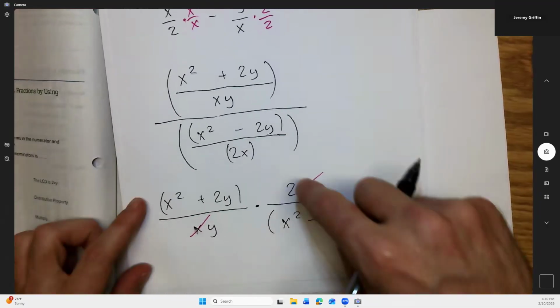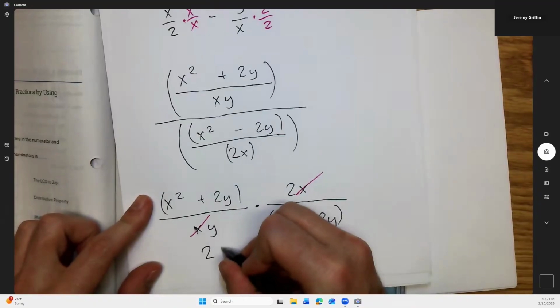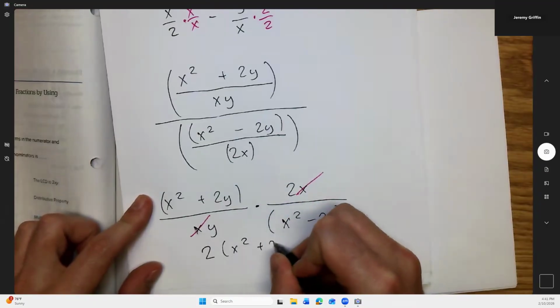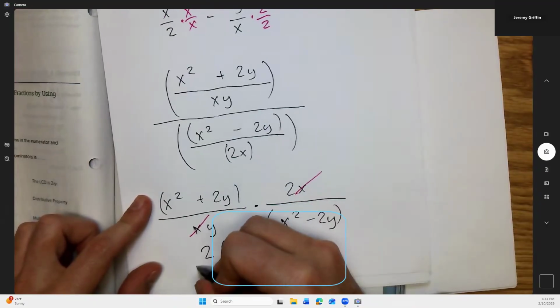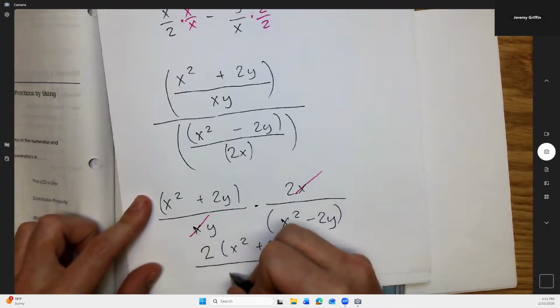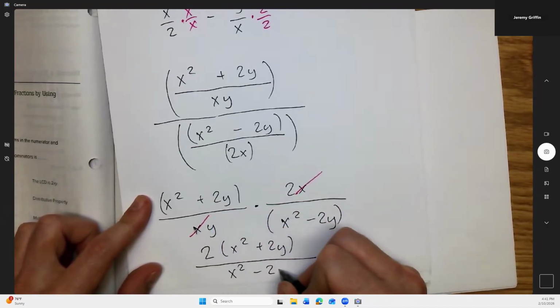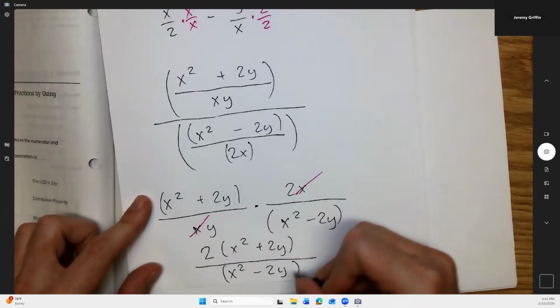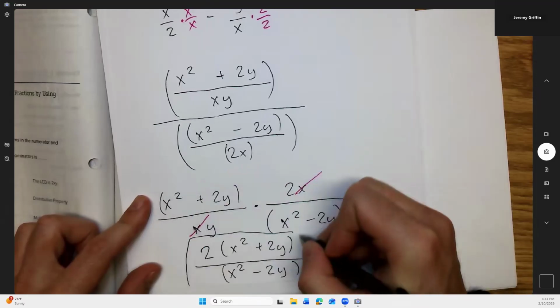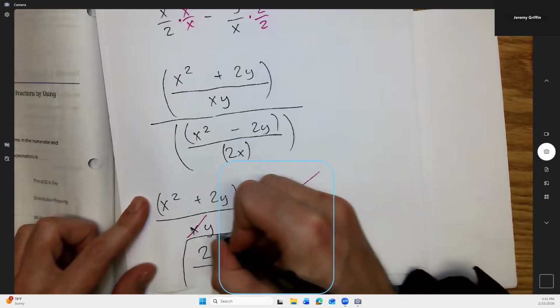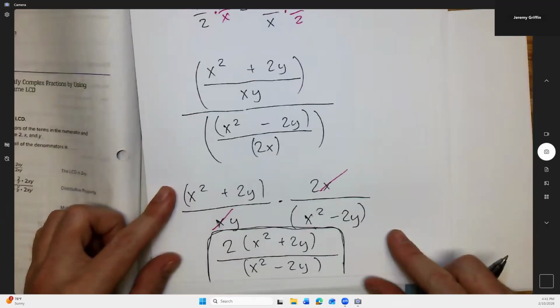I think that's it. So maybe I'll shuffle this 2 in front of your x squared plus 2y. You could distribute that too. That'd be okay too. And then down here, I got x squared minus 2y. I don't think that's going to simplify anymore though. So I would probably just type that into ALEKS if that was an ALEKS question.